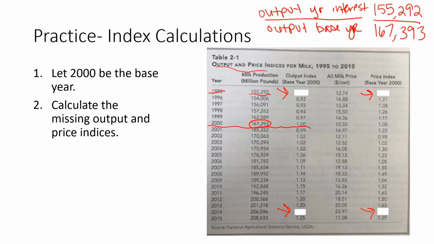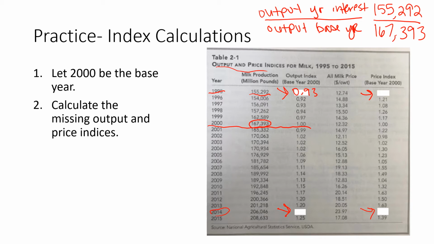So if I type that into my calculator here, 155,292 divided by 167,393, I'm going to get 0.927. I'm going to round that up to 0.93. Okay, so I'm going to go ahead and do the same thing for output in 2014.